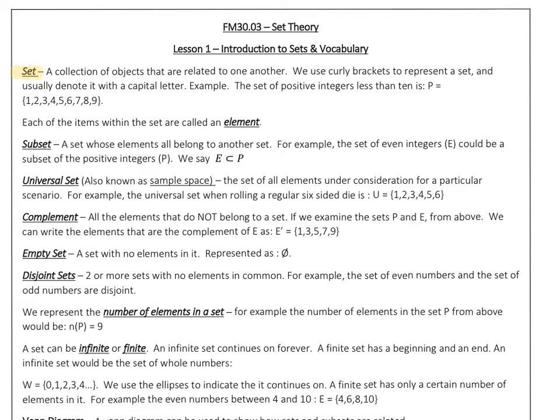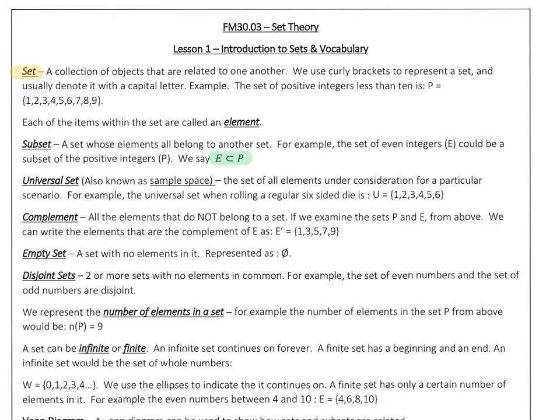A subset is a set whose elements all belong to another set. For example, the set of even integers could be a subset of the positive integers. If we listed all the positive integers, 1, 2, 3, 4, 5, 6, 7, 8, 9, 10, and then take out the even numbers, 2, 4, 6, 8, 10, the even integers are a subset of the positive integers. This notation here means subset. That's an important one.